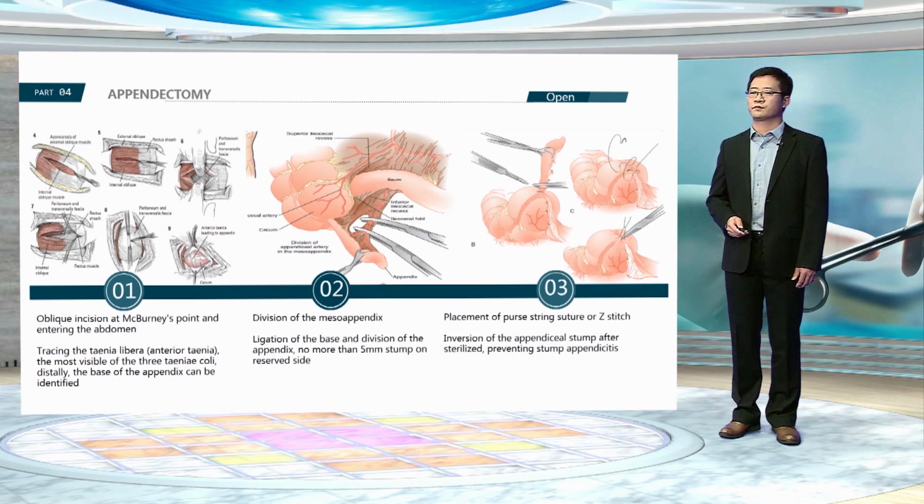The last one, placement of a purse-string suture or Z stitch. In China, we usually call that an 8 stitch. Then, inversion of the appendiceal stump after sterilization, to prevent stump appendicitis.